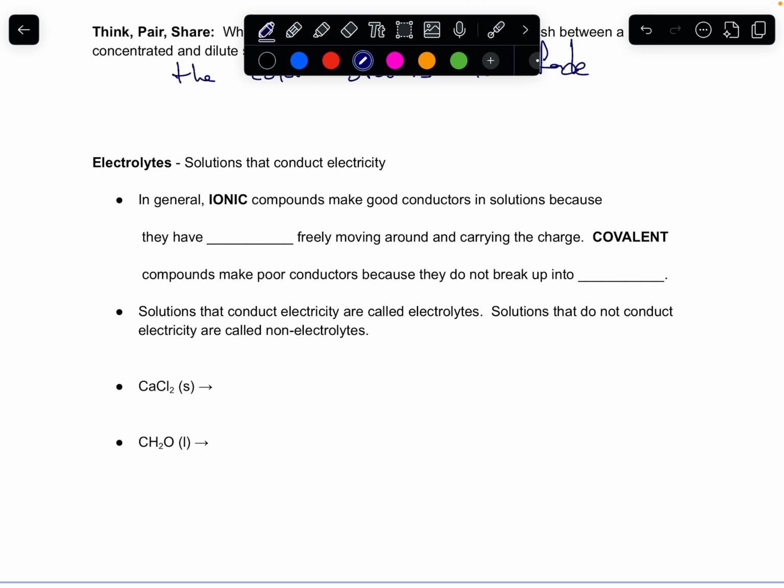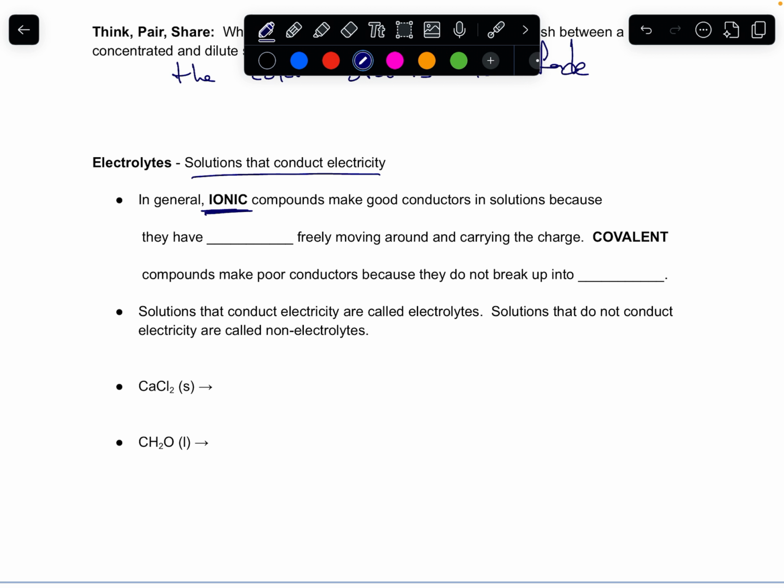The other thing I want to take a look at here is electrolytes. Electrolytes are essentially just solutions that will conduct electricity. Some solutions conduct electricity, but not all solutions conduct electricity. In order for something to conduct electricity, you have to be able to carry that charge around.